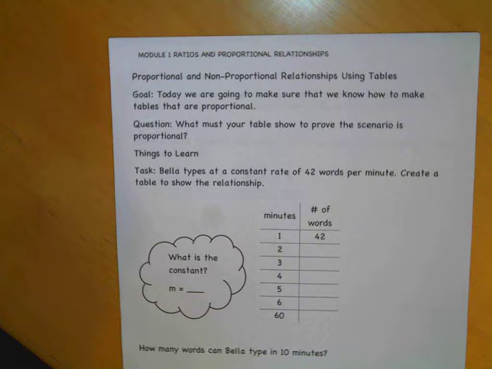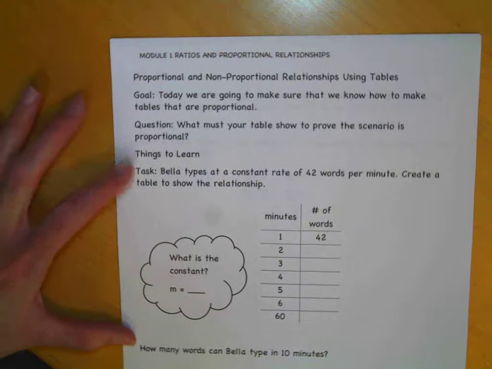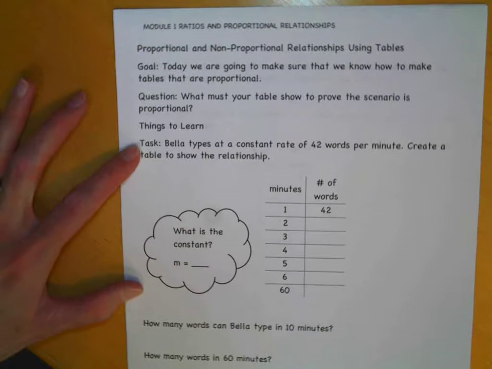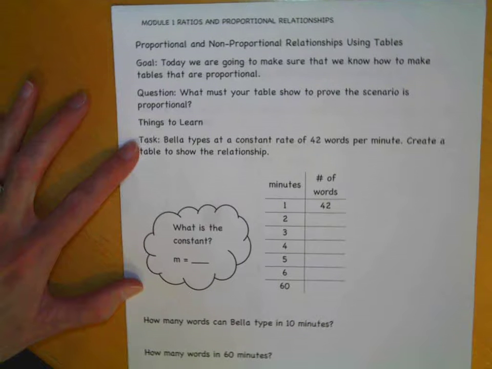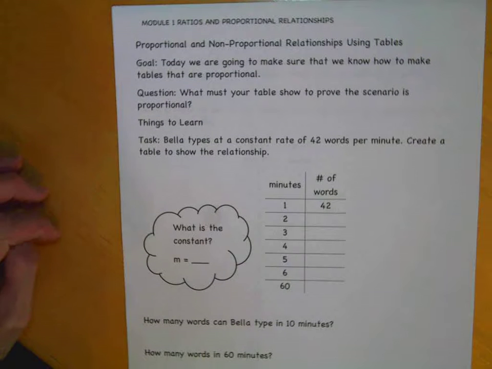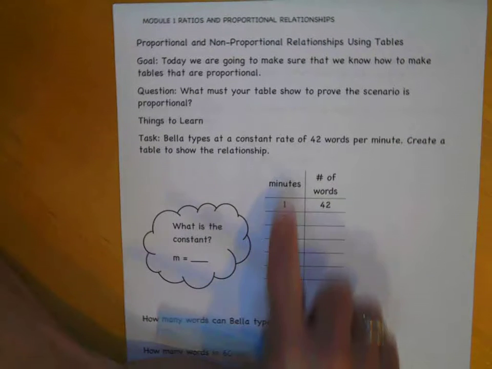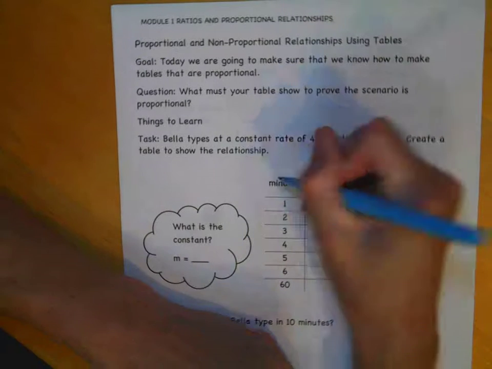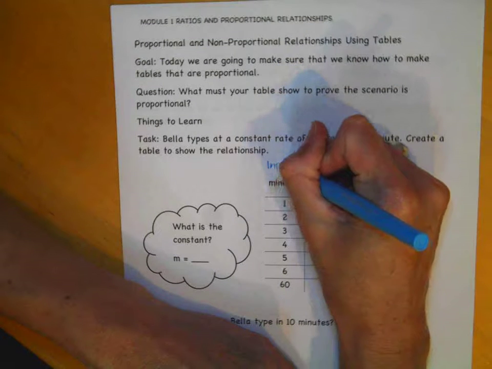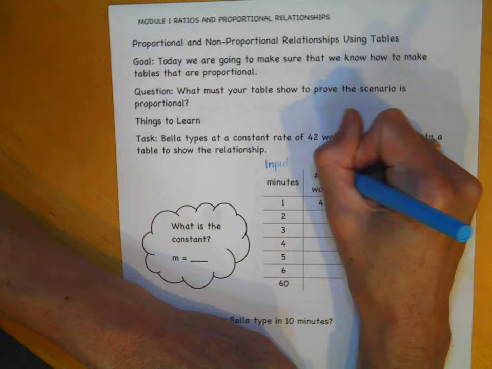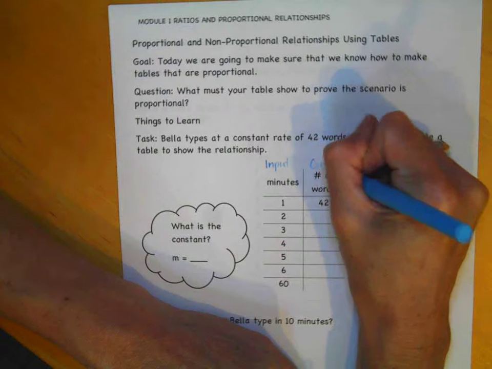So the things that we're going to do to start out on our things to learn is we'll start with a task. Bella types at a constant rate of 42 words per minute. Create a table to show the relationship. So we know that in 1 minute, she can type 42 words. So we built a table, and we remembered that this is the input side of the table. So these are the different amounts that get put in, and this is the output side of the table.